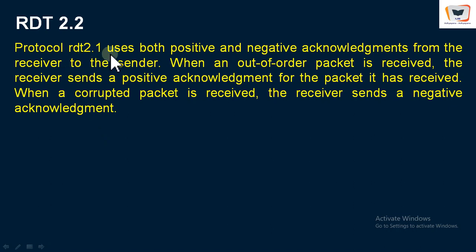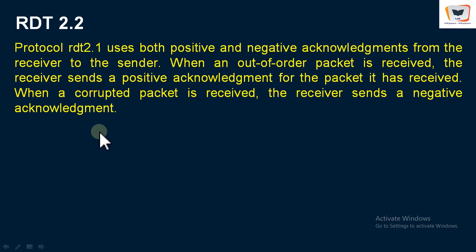Protocol RDT 2.1 uses both positive and negative acknowledgements from the receiver to the sender. When an out of order packet is received, the receiver sends a positive acknowledgement for the packet it has received previously. When a corrupted packet is received, the receiver sends a negative acknowledgement in case of RDT 2.1. In RDT 2.1, both ACK as well as NAK were operative.